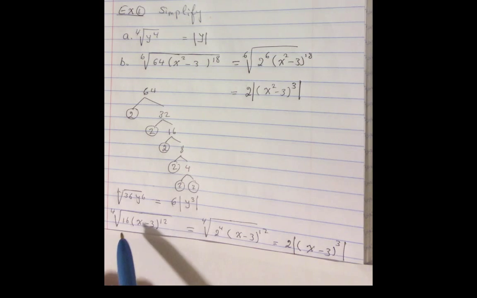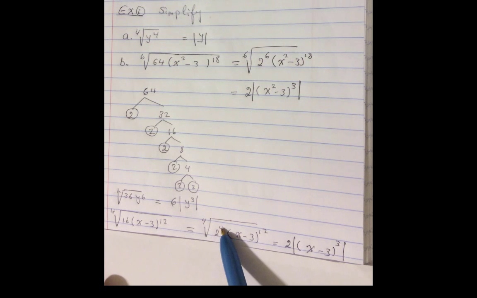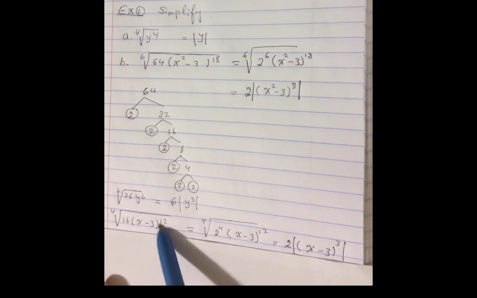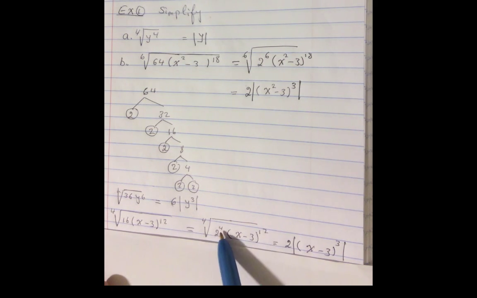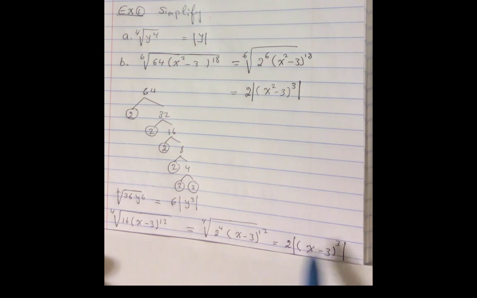It's going to be the 4th root. If you do the tree factorization of 16, you're going to find that it's 2 power 4 times the quantity of x minus 3 power 12. So now you divide 4 by 4, you get 2 power 1. 2 is positive, so you don't need absolute value for the 2, but x minus 3 power 12, when you do the 4th root, is going to be power 3. 12 divided by 4 is 3. But 3 is odd, so you have to put it in absolute value notation.